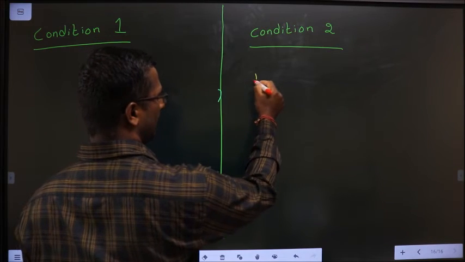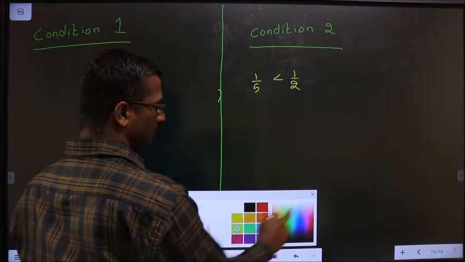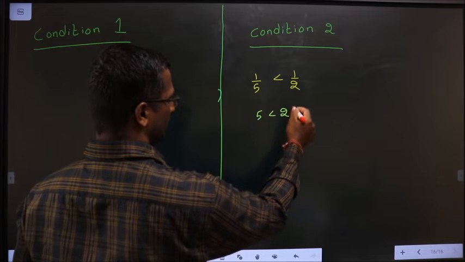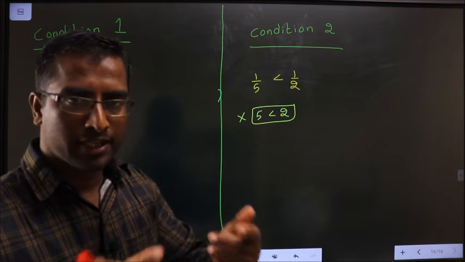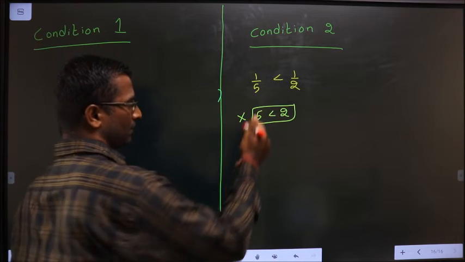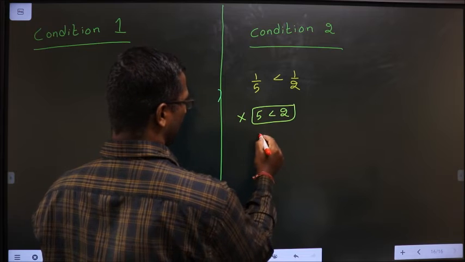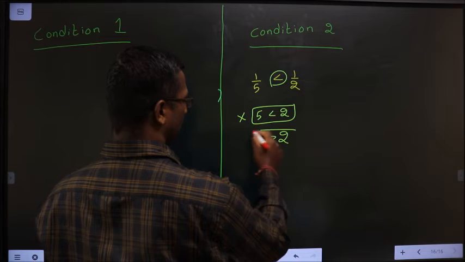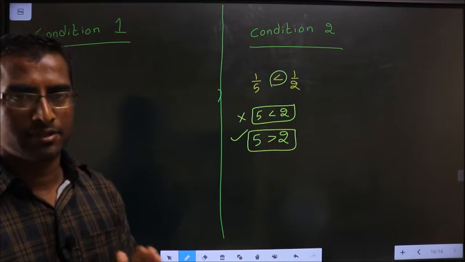Example 2. If I write 1 by 5 less than 1 by 2. Now I am doing reciprocal. So I get 5 less than 2, which is wrong. In inequality, if you are doing reciprocal, you should change the inequality direction. So 1 by 5 will become 5. Change this direction and 1 by 2 will become 2. Now this is correct. Am I clear with the second situation?